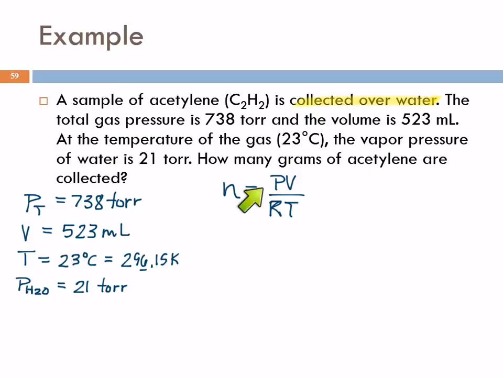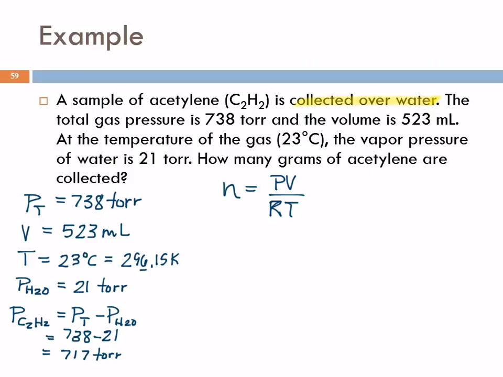What's important here is that the pressure that we use is the pressure of the gas that we're interested in. Otherwise, we're going to get the total number of molecules, including water, and we don't care about the water. So we don't want to use the total pressure, we want to use the pressure of the acetylene. So the partial pressure of the acetylene is the total pressure minus the water. So that's 738 minus 21, so 717 torr.